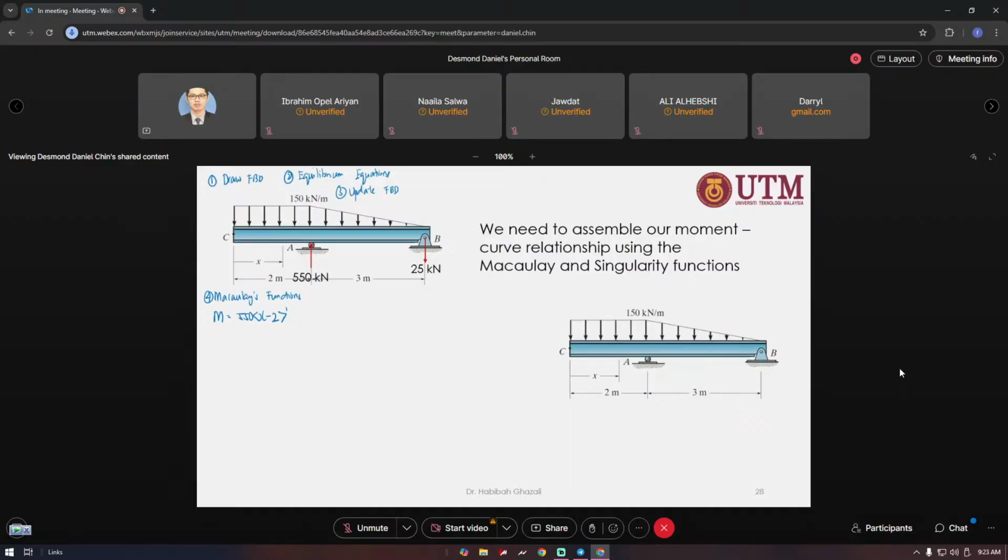Next, I have this point load 25 kilonewton downward, so negative 25 times (x minus 2 plus 3, 5) to the power of 1. Agree? Yes. Okay, next, I have this distributed loading. So negative 150 divided by 2, times (x minus 0) squared, because the starting point of the loading is at 0.